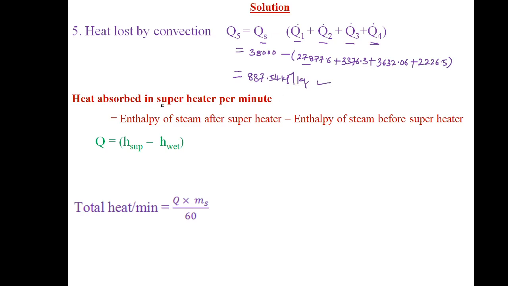The heat absorbed in the superheater per minute. So we know the enthalpy of superheated steam and the enthalpy of wet steam. When steam enters the superheater, it is wet. When it comes out of the superheater, it is superheated steam. This difference gives us the amount of heat energy added in the superheater.